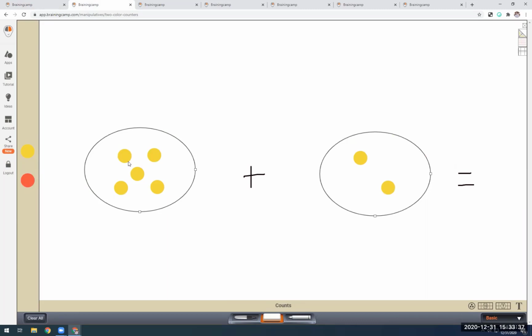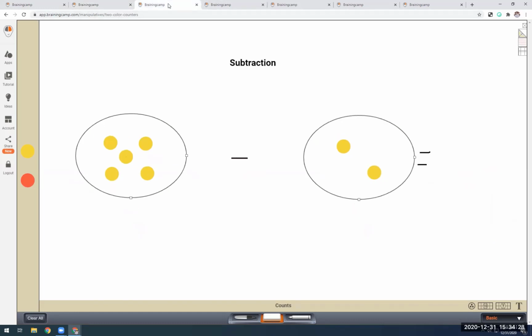Let's start here. Here I have 5 yellow counters. That represents 5 as a positive number. I am going to add 2 yellow counters. Since both of these numbers are positive and I am adding them, I can simply count up how many counters I have. 1, 2, 3, 4, 5, 6, 7. So I get the answer of 5 plus 2 equals 7. I can represent that by writing out the number, or I can represent it with counters.